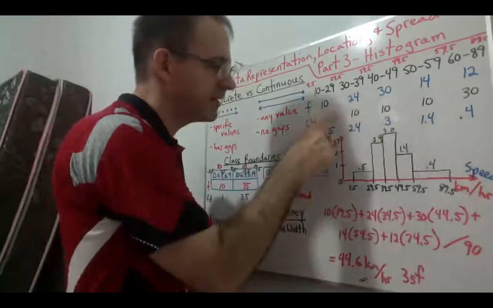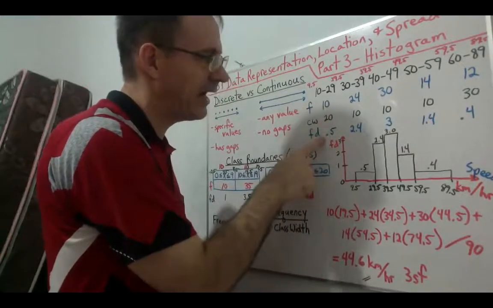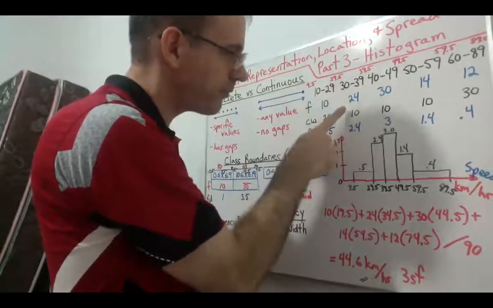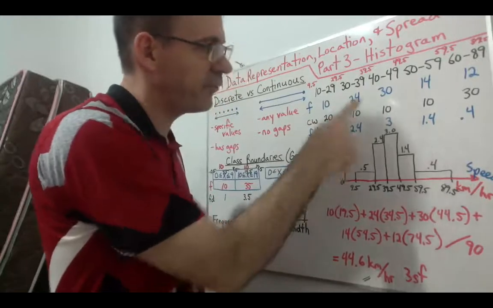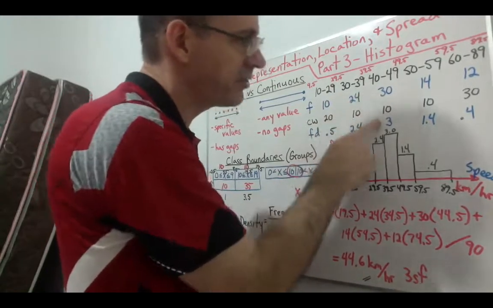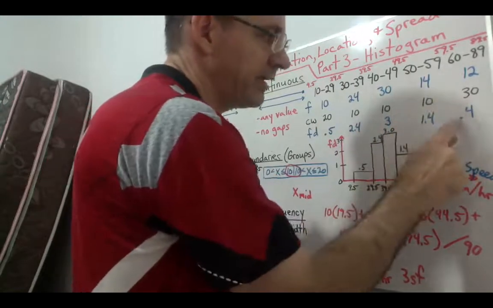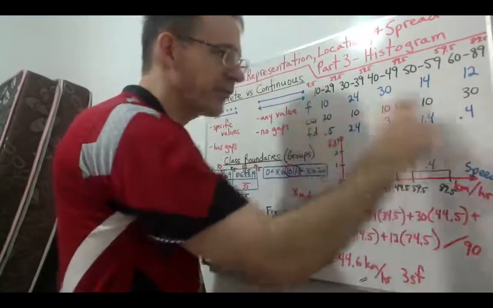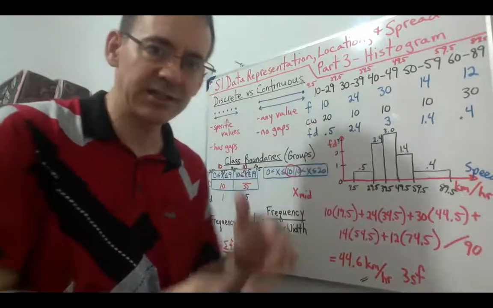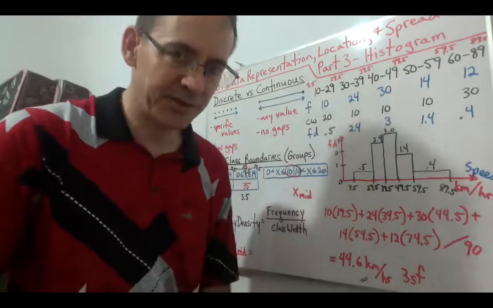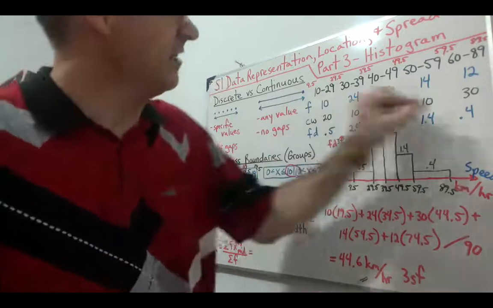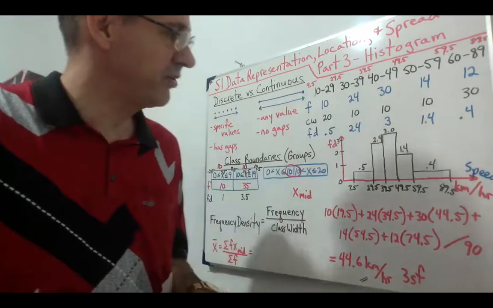So 10 divided by 20 is 0.5, 24 divided by 10 is 2.4, 30 divided by 10 is 3, 14 divided by 10 is 1.4, 12 divided by 30 is 0.4. This is the frequency density, which remember is the height of your histogram. So when I look at that, I see the highest value is 3.